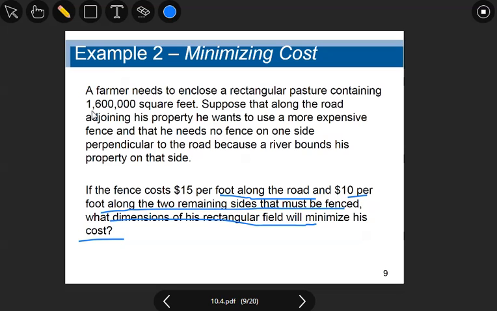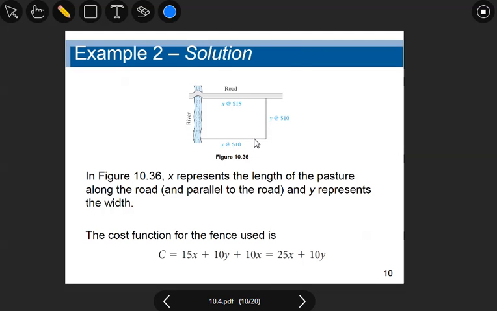This is the total area and these are the costs for each foot of length. I think we can't get any idea without a picture, so first we draw a picture using this given story. This is the road and this is the river. It is given that x represents the length of the pasture along the road and y represents the width.